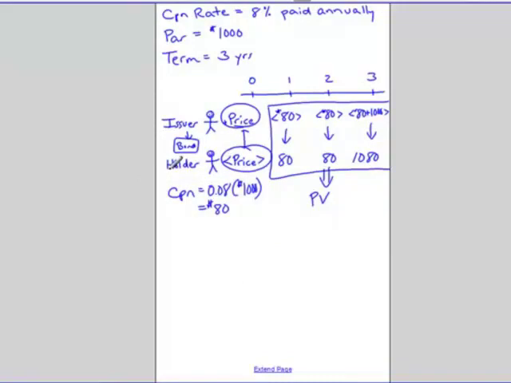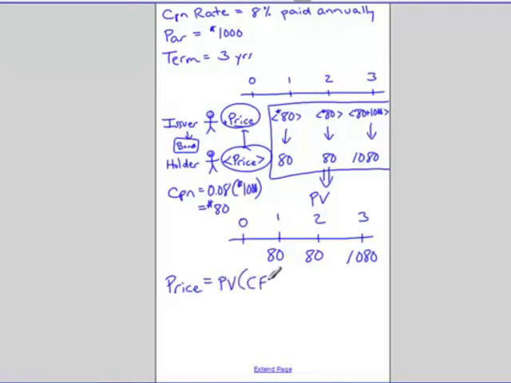And so we need a discount rate to discount these particular cash flows. What cash flows are we looking at here? We're looking at the payments by the issuer to the holder. We have basically 80, 80, and 1,080. So the price here would simply be the present value of those expected future cash flows.